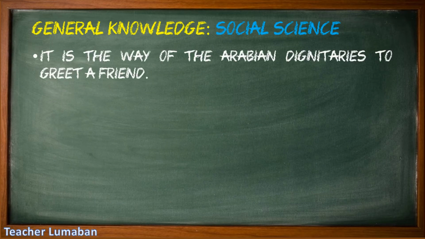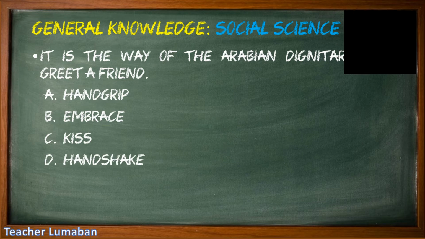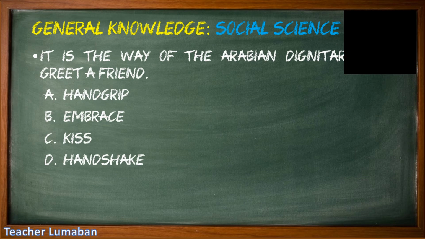It is the way of the Arabian dignitaries to greet a friend. Letter A, hand grip. Letter B, embrace. Letter C, kiss. Letter D, handshake. Please answer in 5 seconds.